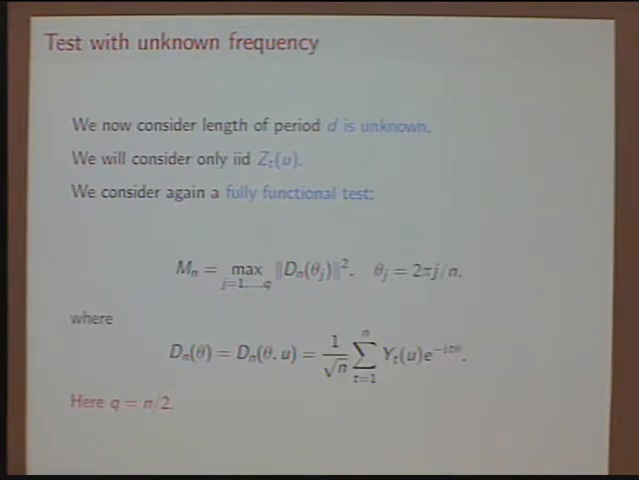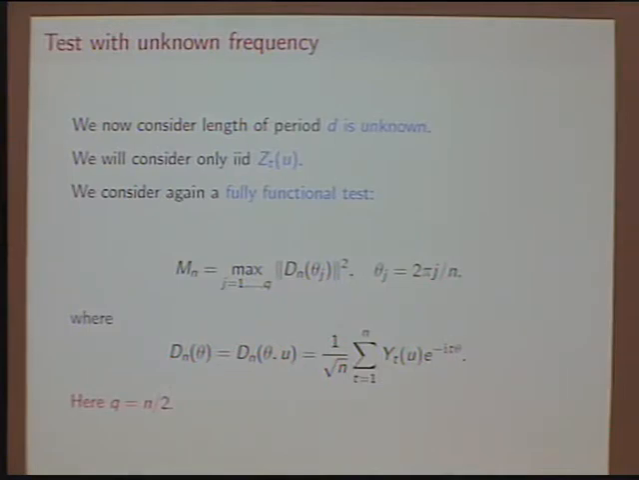So we consider again a fully functional test, and this is a very classical kind of approach. It's very parallel to what you would do in the scalar time series setting. We take basically the maximum periodogram. So this d_n here is the discrete Fourier transform of my functional data. And this discrete Fourier transform is basically computing a correlation between my observations and a sinusoid.